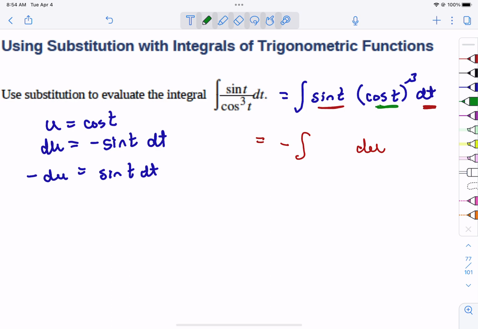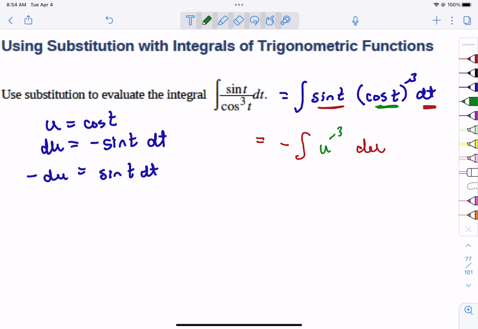This is going to come out, and the cosine of t is going to be replaced with a u. So that's u to the negative 3. Okay, so now let's look at what happened. Sine of t dt is equivalent to negative du. So we put in the problem negative du. Cosine is equivalent to u, so we took that out and made that u to the negative 3.